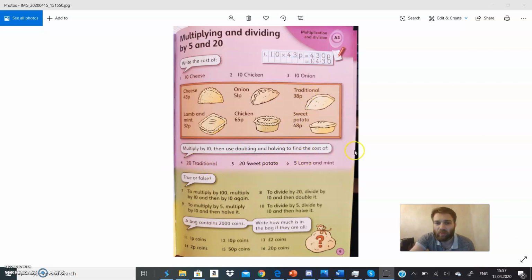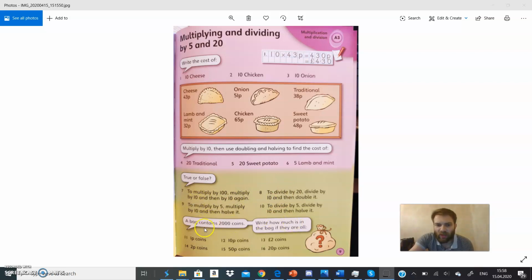Using those ones here. Now you've got some number sentences at the bottom, just regular sentences. You've got to read it and decide, is that right or not? Is it true or false? So to multiply by 100, multiply by 10 and then by 10 again. Is that how to multiply by 100? If you think it is, write true. If not, write false. Okay, and the same with those ones.